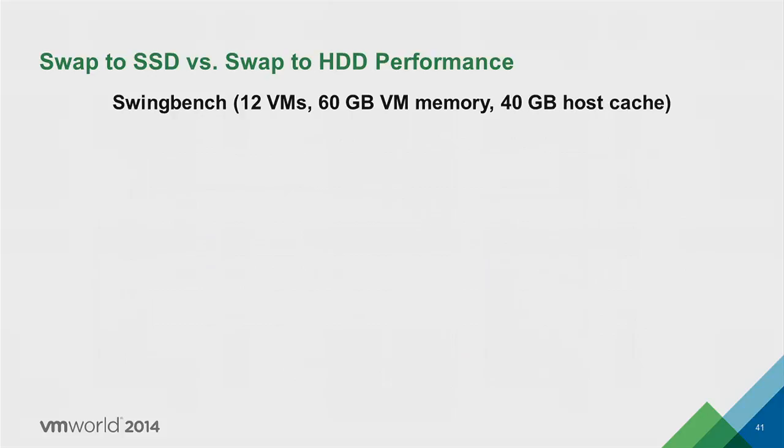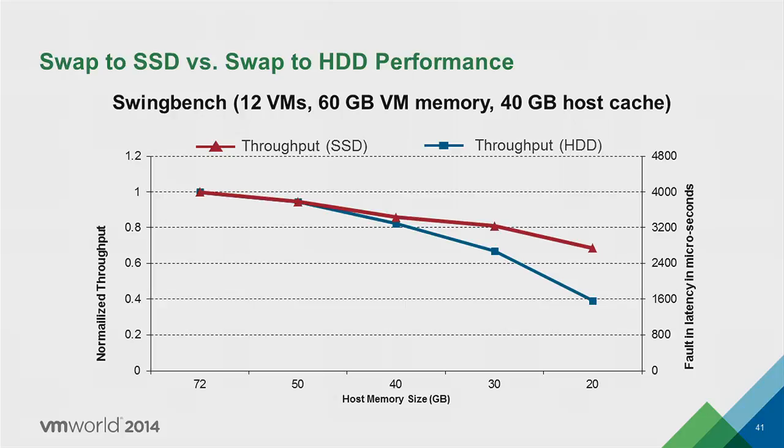This figure shows the results from the swap to SSD. Again, I ran 12 SwingBench VMs with a total of 60 gigabytes of configured VM memory, and the SSD size is about 40 gigabytes. Again, the figure shows the normalized throughput of all the SwingBench VMs while I change the host memory size from 72 gigabytes to 20 gigabytes. The results are normalized to the case where the memory is not overcommitted. So as we can see, when SSD is used, the performance can again improve by more than 50% in the highest memory overcommitment ratio.